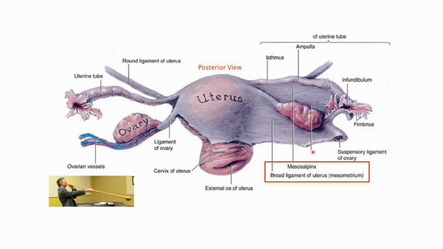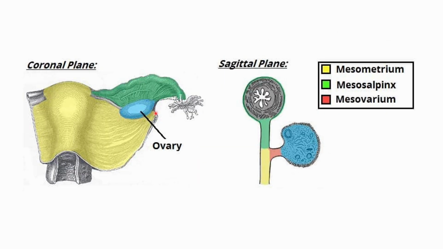And then lastly, we said the mesovarium, and that was what was holding the ovary in place. So here is the ligament of the ovary, and then over here was the mesovarium that was suspending the ovary. Just to really hone this in one more time.